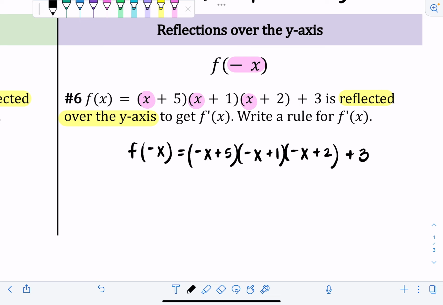All we have to do is everywhere there was an x in the original function, it's getting switched out for negative x because we're changing from f of x to f of negative x. Okay, and then there's really no simplifying we have to do here with the negative x plus 5, negative x plus 1, negative x plus 2 plus 3. So I'm just going to erase the f of negative x and change it to my f prime of x, just to save us a little bit of writing. So f prime of x equals negative x plus 5, negative x plus 1, negative x plus 2, and then plus 3 outside the parentheses.